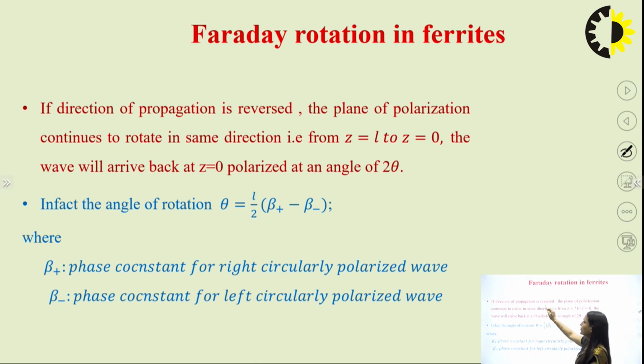If the direction of propagation is reversed, then the plane of polarization continues to rotate in the same direction, going from z equal to L to z equal to 0. Here z equal to L is the length of your device, and the wave will arrive back at z equal to 0 polarized at an angle of 2 theta. In fact, this angle of rotation theta is given by L by 2 of (beta plus minus beta minus). Now what is beta plus? Beta plus is the phase constant for the right circularly polarized wave, and beta minus is the phase constant for the left circularly polarized wave.